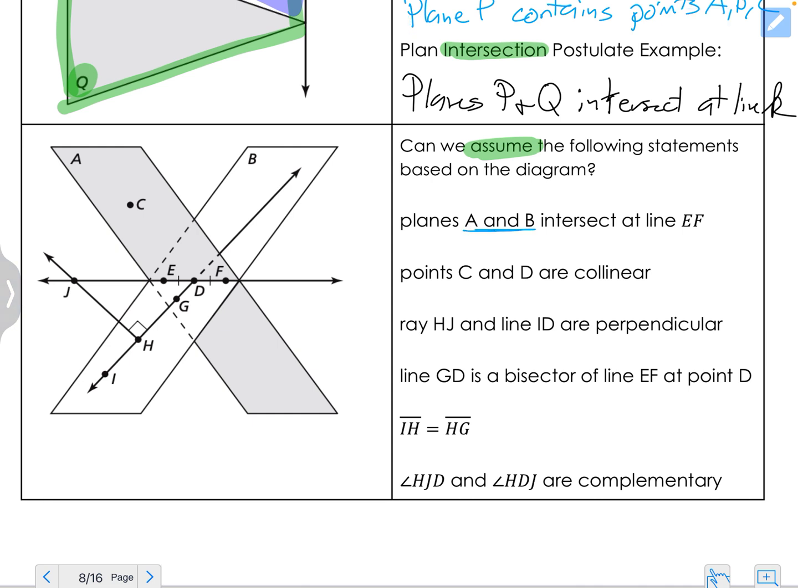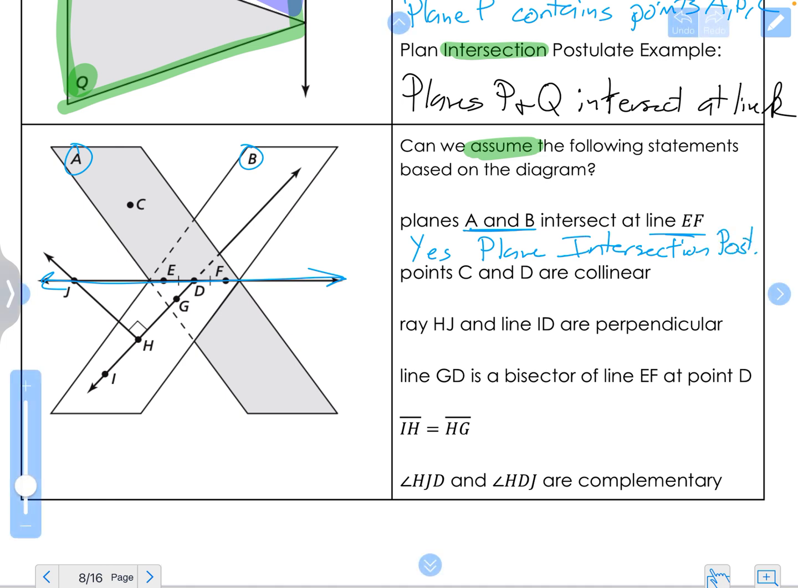Planes A and B, so I have plane A and I have plane B, intersect at EF. So here is line EF. It looks like, yes, that's where those planes intersect. So yes, because of our plane intersection postulate. And I'm going to abbreviate postulate, P-O-S-T.